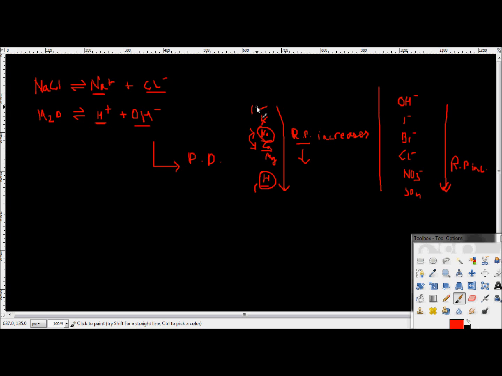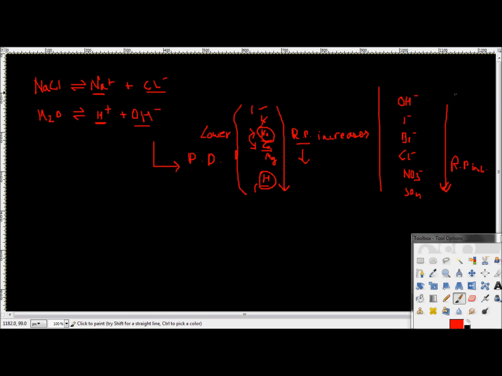So whenever you're looking at cations competing for getting discharged at the cathode, remember that, the one that is lower will get discharged first. They'll get the preferential discharge. Now it's the opposite over here.